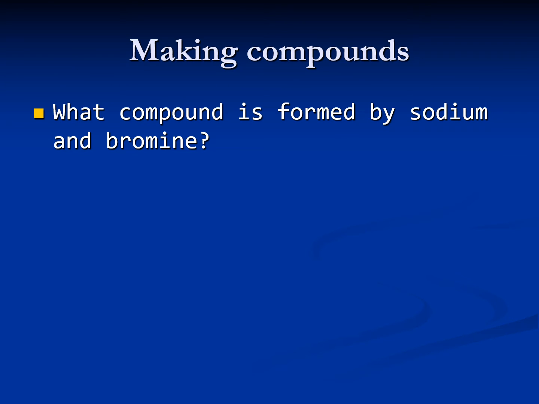So let's do a little bit of practicing now. What compound is formed by sodium and bromine? First, identify your ions. Look on your periodic table and find sodium. It's in column 1, group 1, so they uniformly lose a single electron and become a +1 ion. We'll write it as Na+.